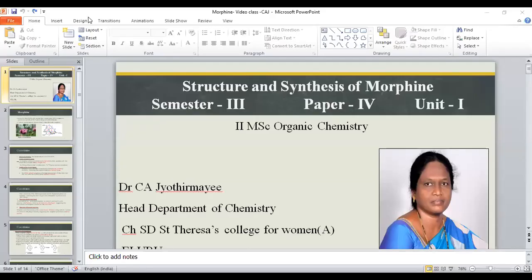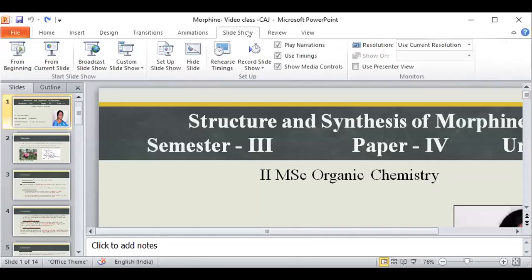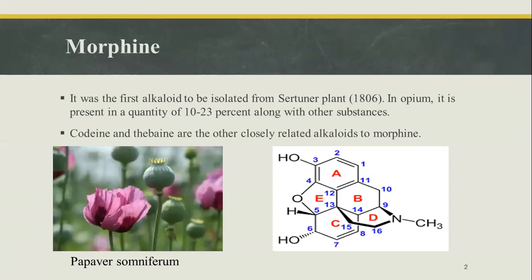Today, I would like to discuss one of the important alkaloids, that is morphine. In the last class, we have discussed the general methods of structural elucidation, how we separate the alkaloid from the plant material, how we purify the compound, and then finally the general methods of structural elucidation. Today, with reference to morphine, let us discuss the structure and synthesis of morphine.